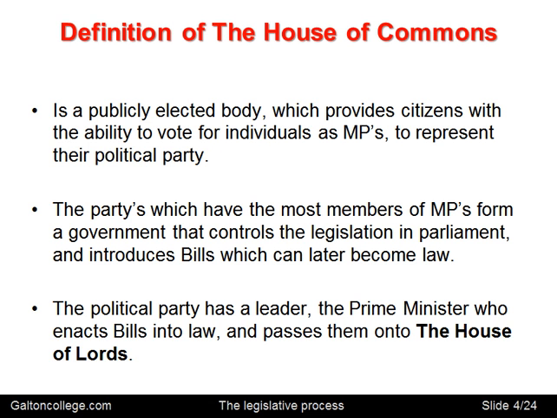And when the House of Commons meets, the parties with the biggest number of supporters become the government. Now, the party which has the most MPs forms a government that controls the legislation in Parliament. It introduces the bills that ultimately become law. Now, the political party has a leader. They all have leaders, but the leader of the main political party becomes the Prime Minister, the First Minister, who enacts the bills into law, who moves the bills into law.